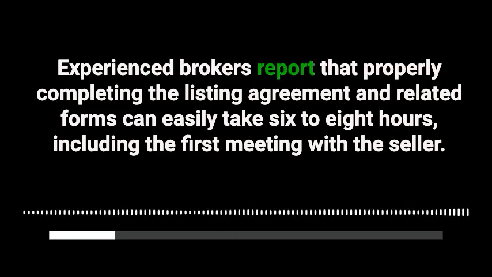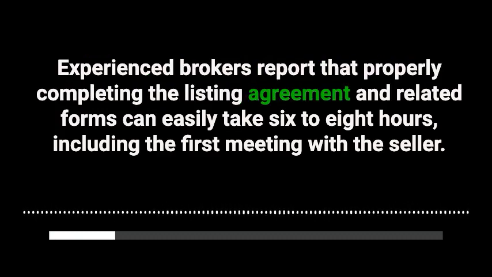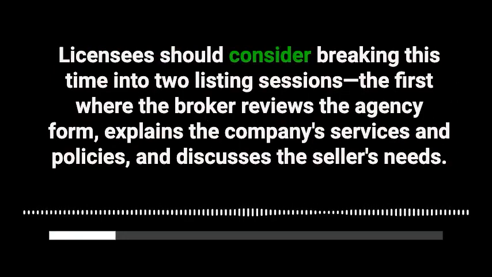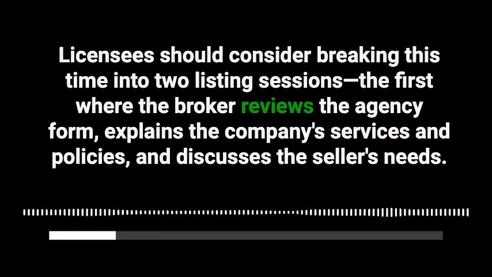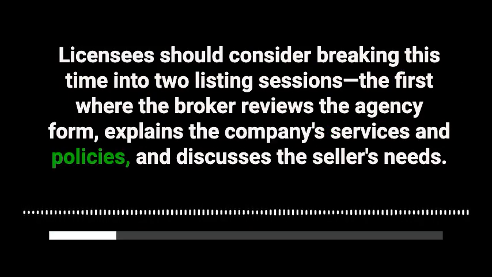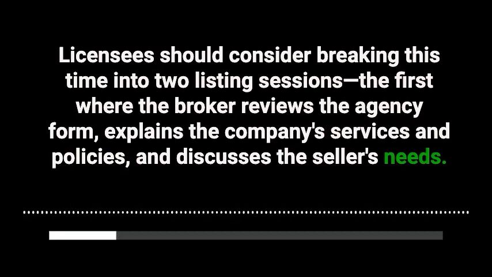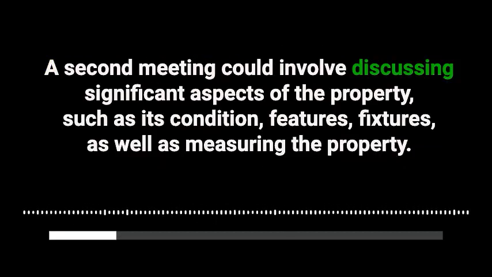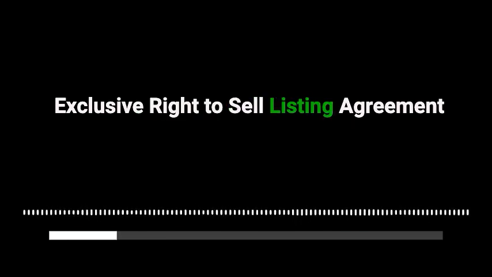Experienced brokers report that properly completing the listing agreement and related forms can easily take 6 to 8 hours, including the first meeting with the seller. Licensees should consider breaking this time into 2 listing sessions. The first, where the broker reviews the agency form, explains the company's services and policies, and discusses the seller's needs. A second meeting could involve discussing significant aspects of the property, such as its condition, features, and fixtures, as well as measuring the property.